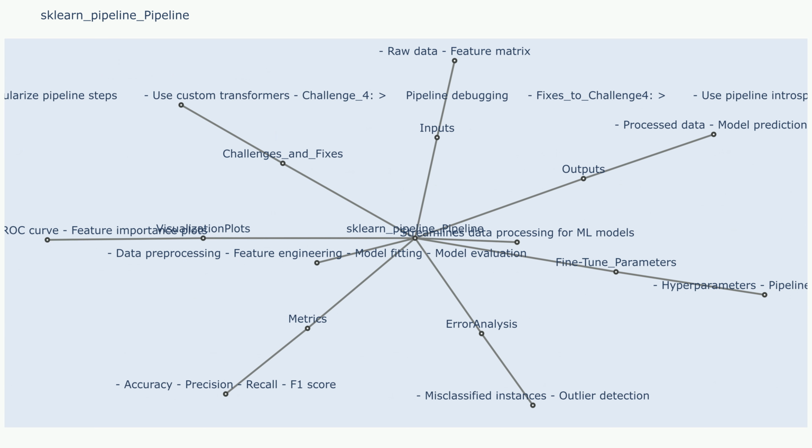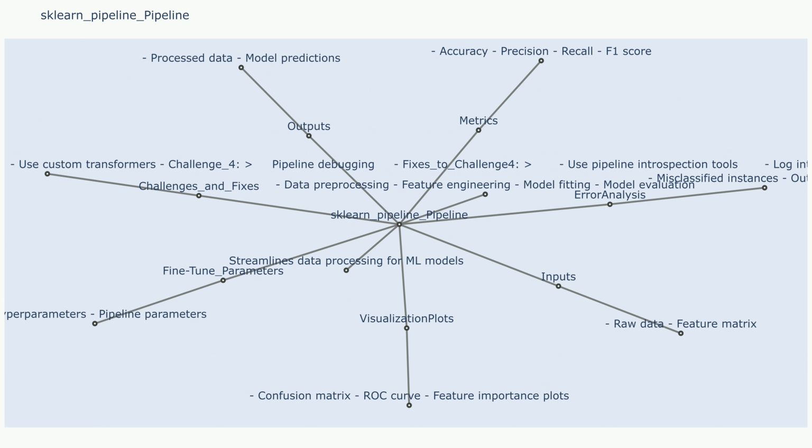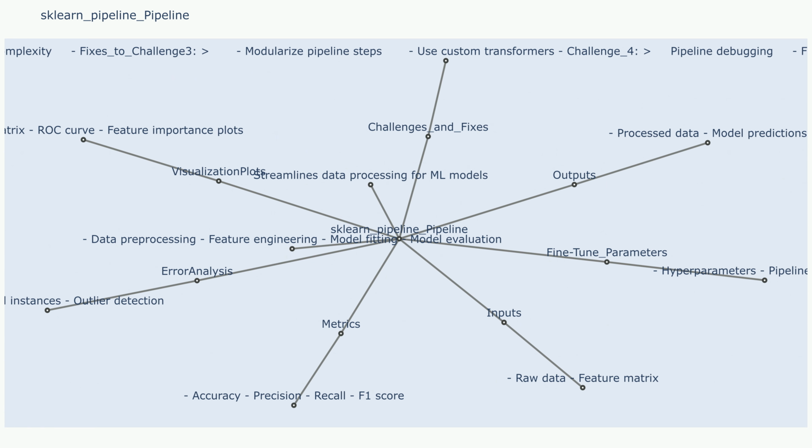Challenge 2: pipeline complexity. As the number of steps in a pipeline increases, it can become harder to debug and understand the workflow. Sample use case: having a complex pipeline with many transformers and models can make it difficult to identify the source of errors or to interpret the results effectively. Fixes: use smaller, modular pipelines to break down complex tasks into manageable components. Implement logging and monitoring to track the data flow through the pipeline and identify potential issues.